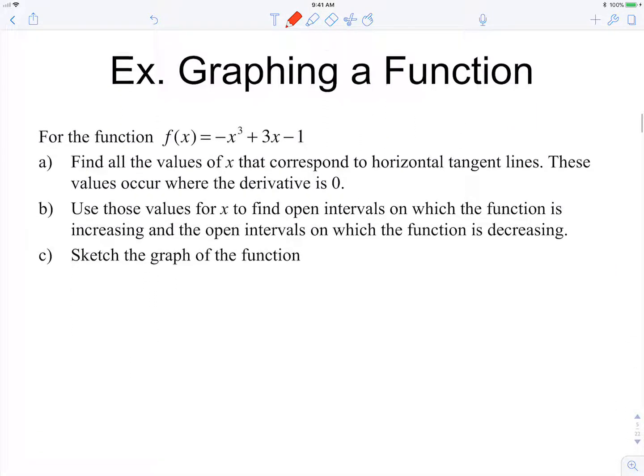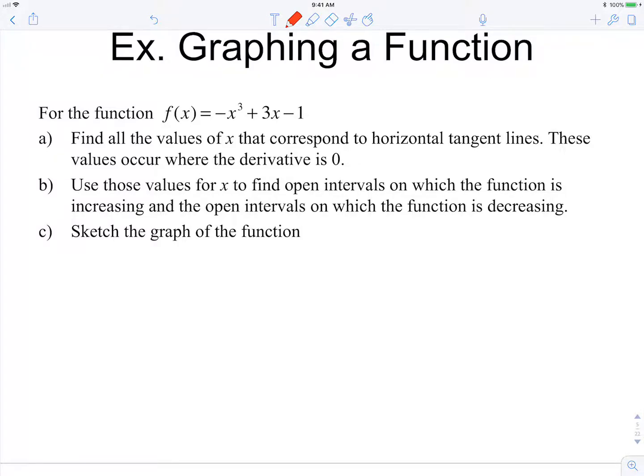So we're going to look at this function. This is a polynomial function, a cubic. You guys have sketched polynomials like this before. But in part A, we're going to find all of the x values that correspond to horizontal tangent lines. So to do this, we're going to find the derivative of the function f and then set it equal to 0. Remember, because horizontal lines have a slope of 0. So f prime of x we can find just using power rule. And then down here, I will set the derivative equal to 0.